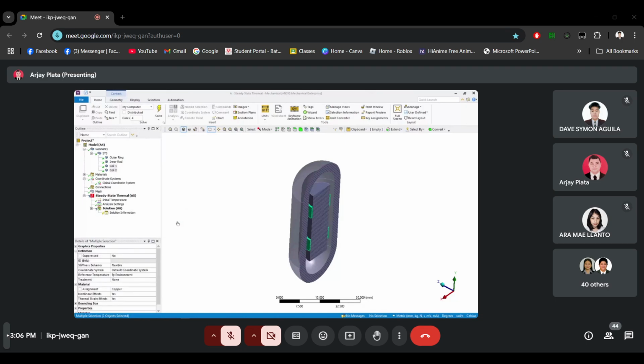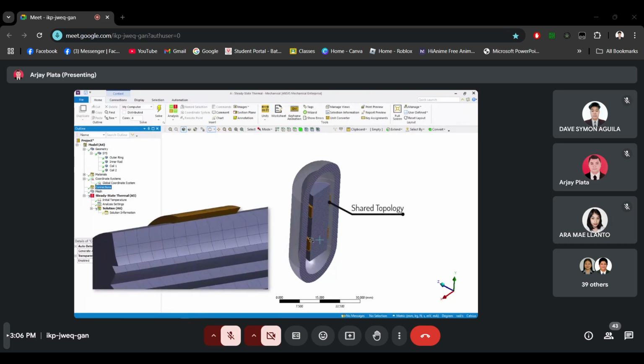Before we proceed to defining loads and boundary conditions, let's stop by connections. Notice that there are no connections defined between the steel cylinder and the copper coils which are in contact. But we have used shared topology in the geometry, so they end up having a conformal mesh. Therefore, they share nodes and do not need contacts to enable conduction.